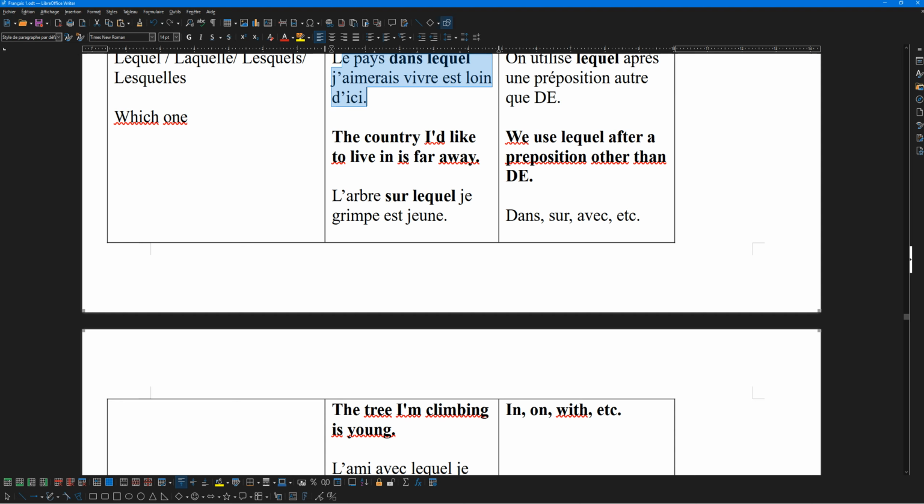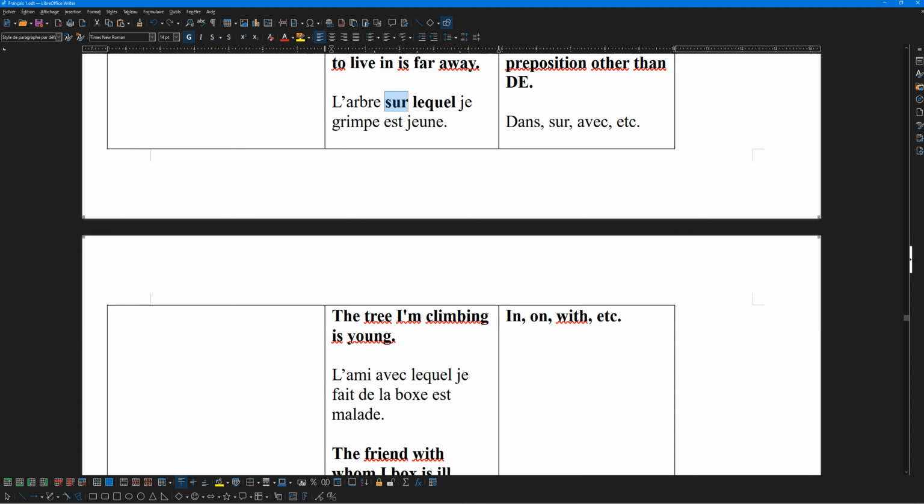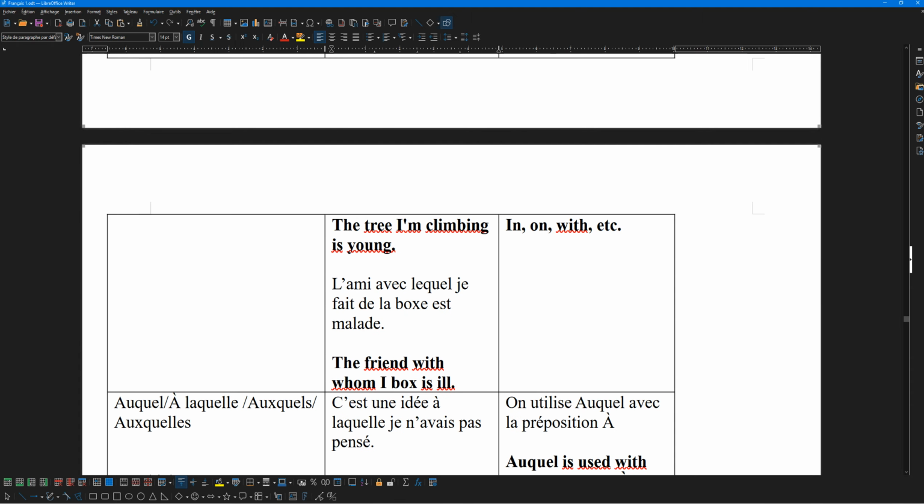The tree I'm climbing is young. L'arbre sur lequel je grimpe est jeune. Sur, on. The friend with whom I box is ill. L'ami avec lequel je fais de la boxe est malade. Avec, with.